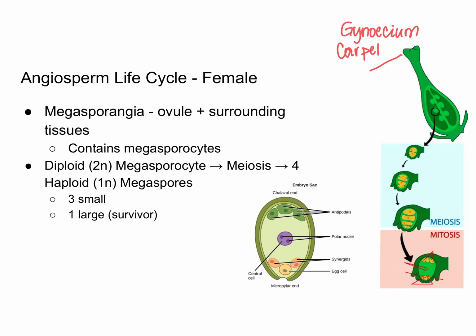So the top of the carpel is known as the stigma. The neck-like part of the carpel is the style. And then this area down here is known as the ovary. And within the ovary, we have these ovules.